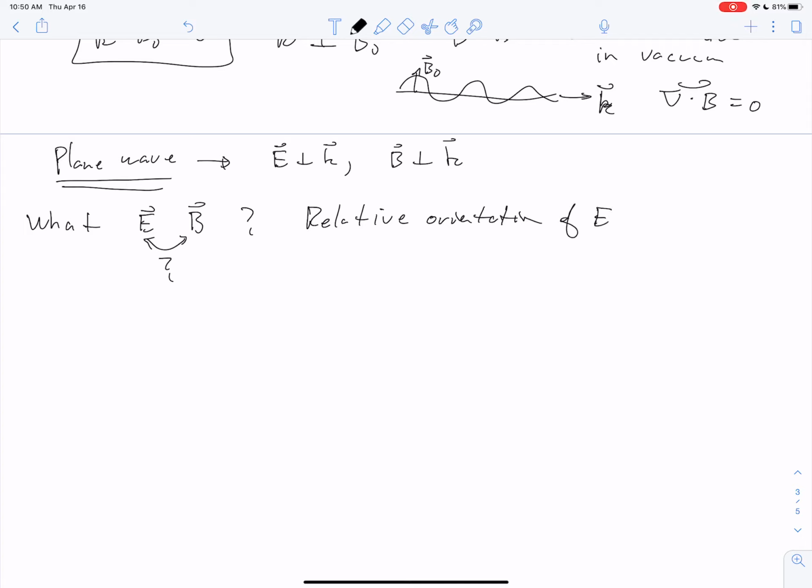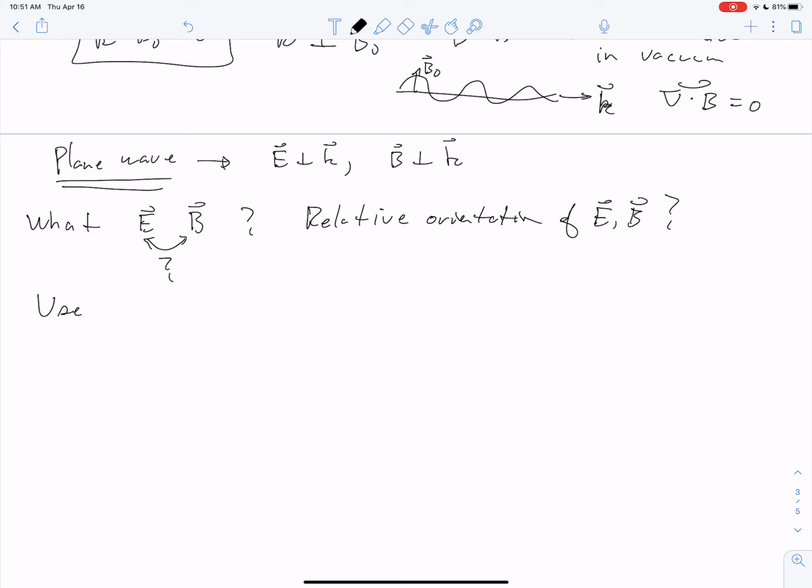Orientation of E and B. Because remember, in an electromagnetic plane wave you have both E and B at the same time, so it's kind of a complicated beast. And so what is it? What is the relative orientation of E and B in an electromagnetic plane wave? Well, how do we find that out? Well, let's just use Maxwell's equations.